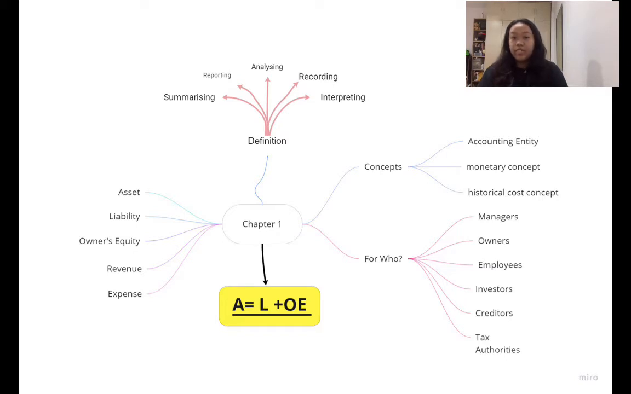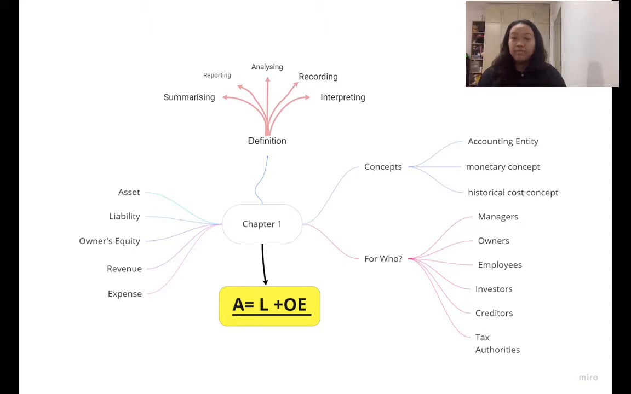Now that we know the basic elements of accounting, it is important that we follow the basic equation, which is assets equals liabilities plus owner's equity. It could also be written as A equals L plus OE. This is the foundation of a double entry accounting system. The accounting equation shows a company's balance, that a company's total assets are equal to the sum of the company's liabilities and shareholders' equity. Another equation that you might come across is assets minus liabilities equals shareholders' or owner's equity.